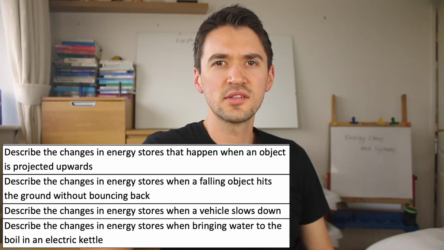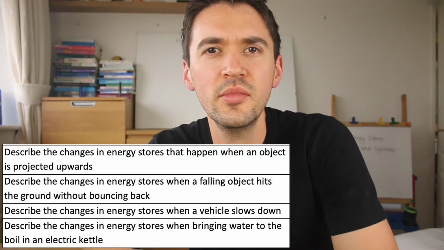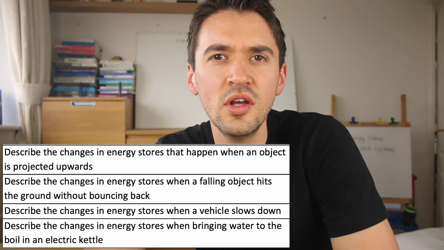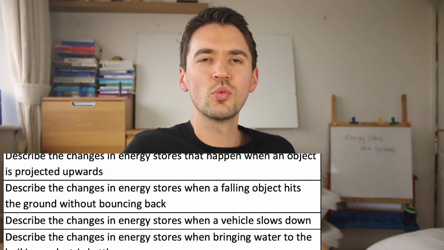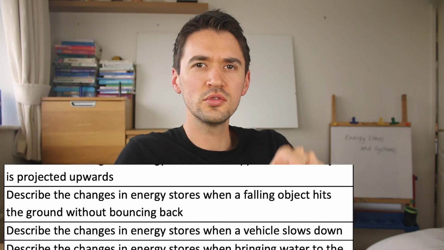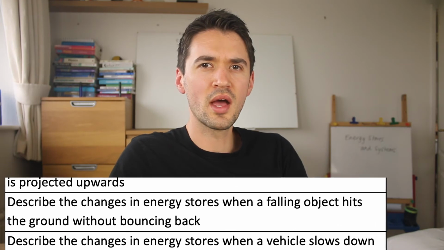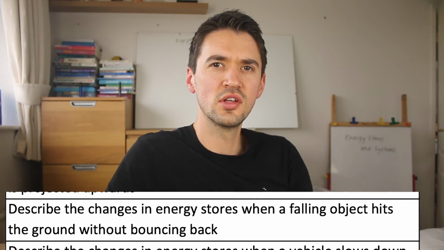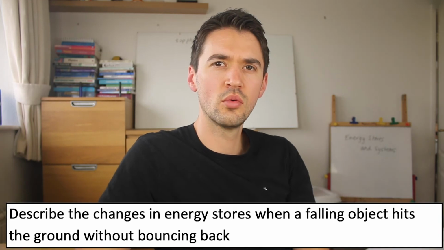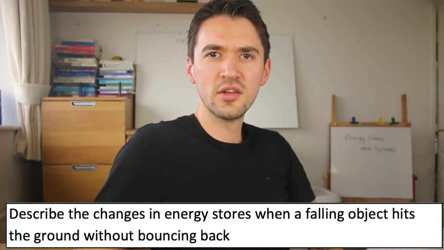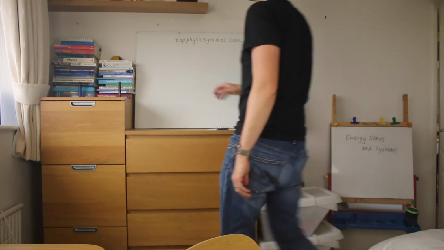Let's have a look at the second statement from the AQA specification, which is describe the energy stores when an object falls, hits the ground and doesn't rebound. So what are the energy changes there? Well, again, I'm going to use one of these juggling balls to do that. So if we drop it and just see what happens this time.